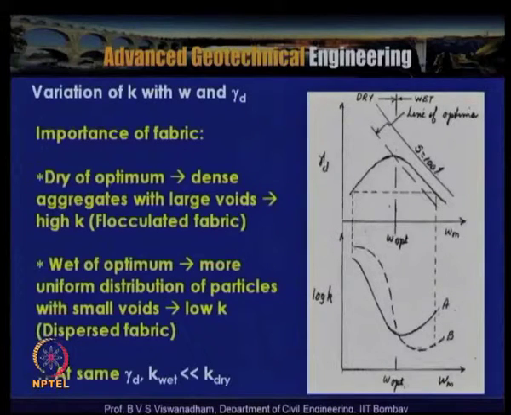So here the variation of K with water content and gamma d is discussed. The importance of the fabric is brought out here. In this particular slide, this is the compaction curve, and this is the 100% saturation line or zero air voids line, and this is the line of optimums, that is, with increase in compactive effort the compaction curves' maximum peaks will be occurring here.